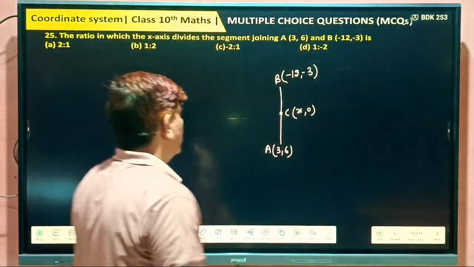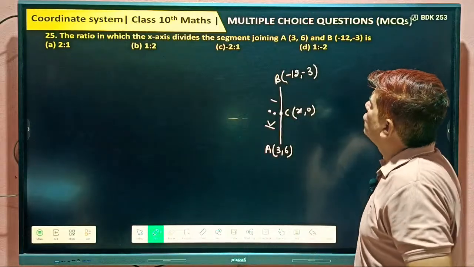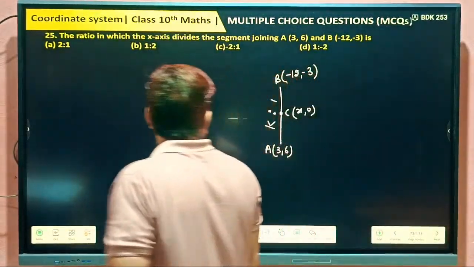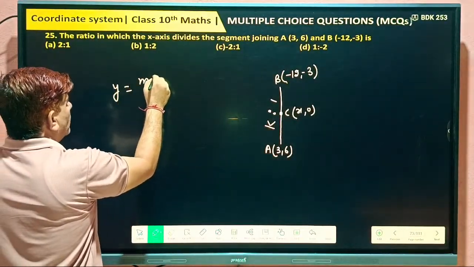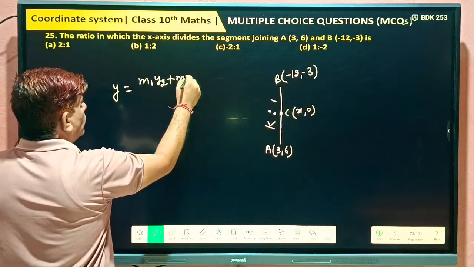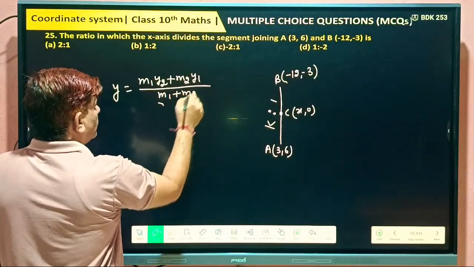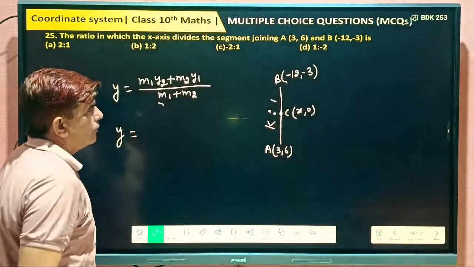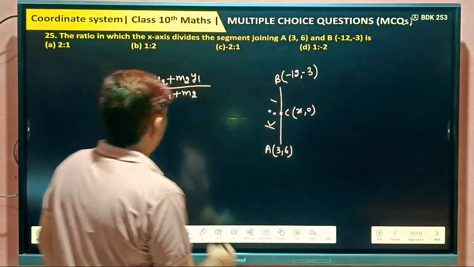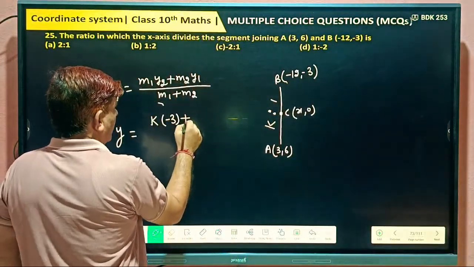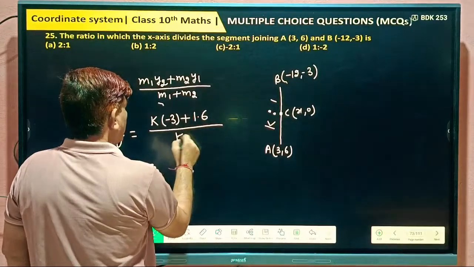Understood? So we can say this divides in which ratio? Again k raised to 1. We have to find out the value of k. Again we are using y. We can find y equal to m1 y2 plus m2 y1 divided by m1 plus m2. So what's your y? M1 is k, y2 is minus 3, plus m2 is 1 into y1. How much? 6 divided by k plus 1.